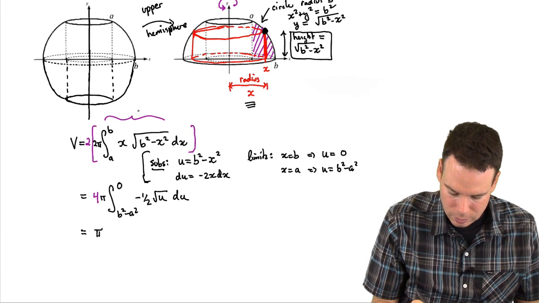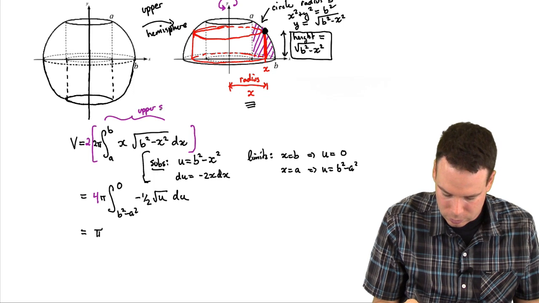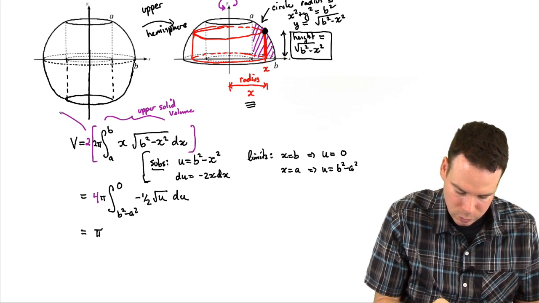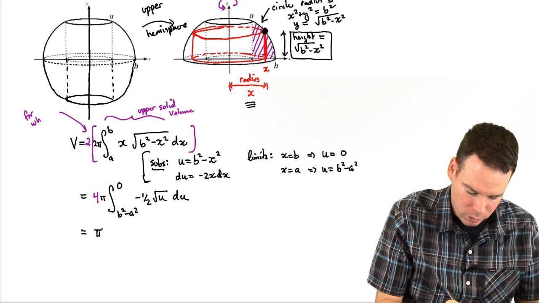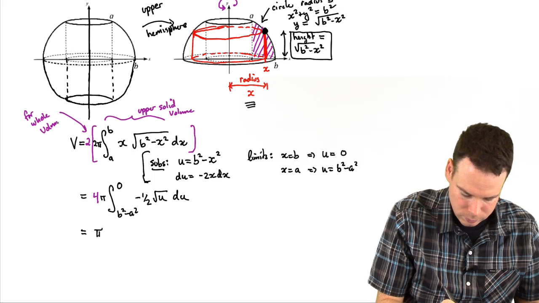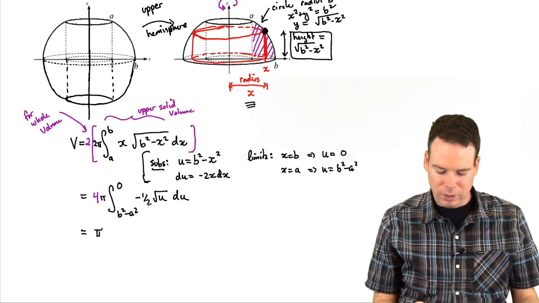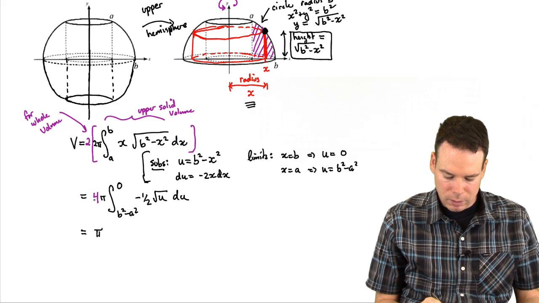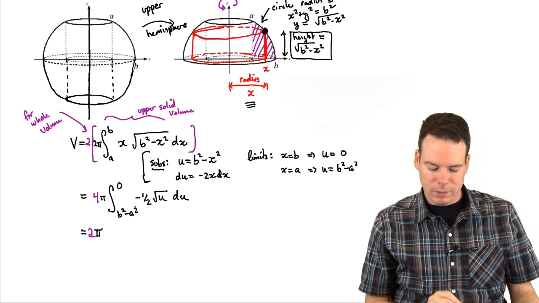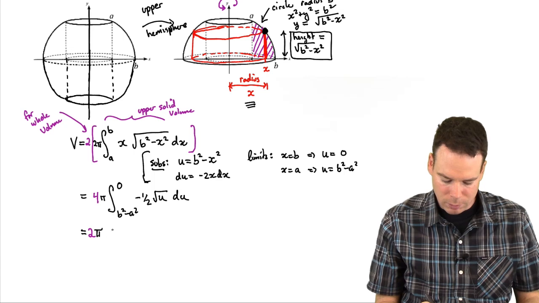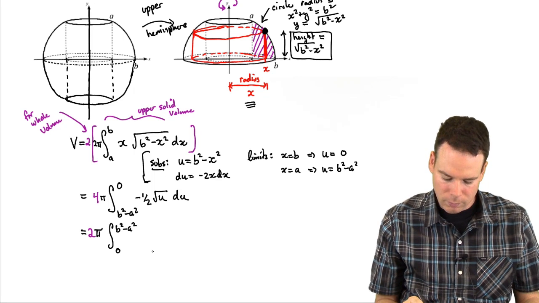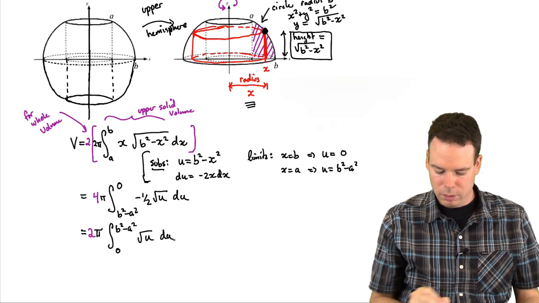So this is the upper solid volume. And this multiplied by 2 is for the whole volume. Okay, so I just wanted to point that out. So now the 1/2 comes out front. 4 times 1/2 is 2. This negative sign, as we just started saying, I'm going to absorb into the integral and switch the limits of integration. And there's a root u du still here.